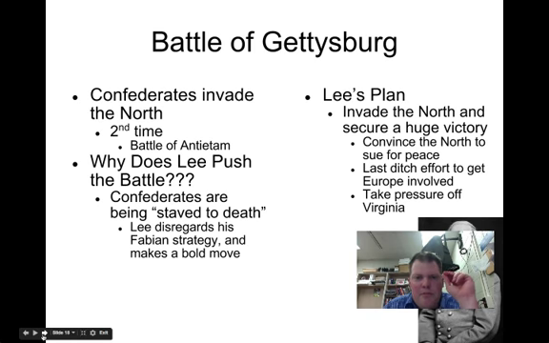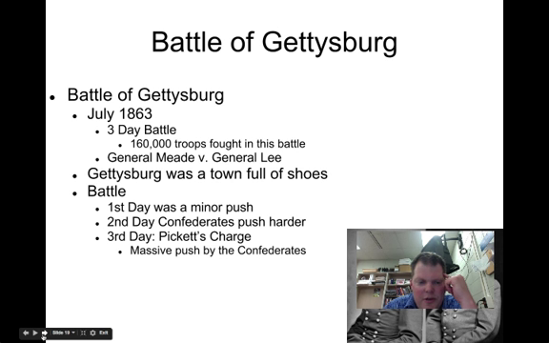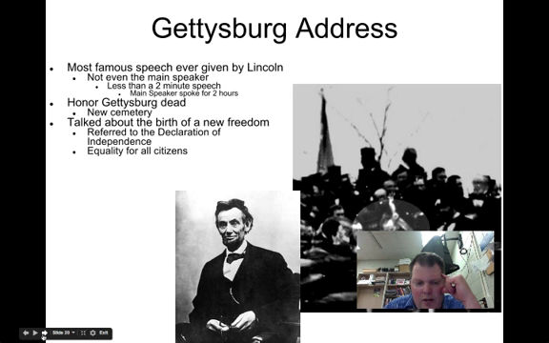But for sure, the biggest turning point of the war is the Battle of Gettysburg. Lee basically gets a little reckless and a little too aggressive here, and he invades the North. He's looking for that signature victory in Northern territory to try to convince the North to sue for peace, trying to get Europe involved. And it's obviously a major failure. It's the largest battle of the war. Casualties are huge, and the North wins a very decisive victory.